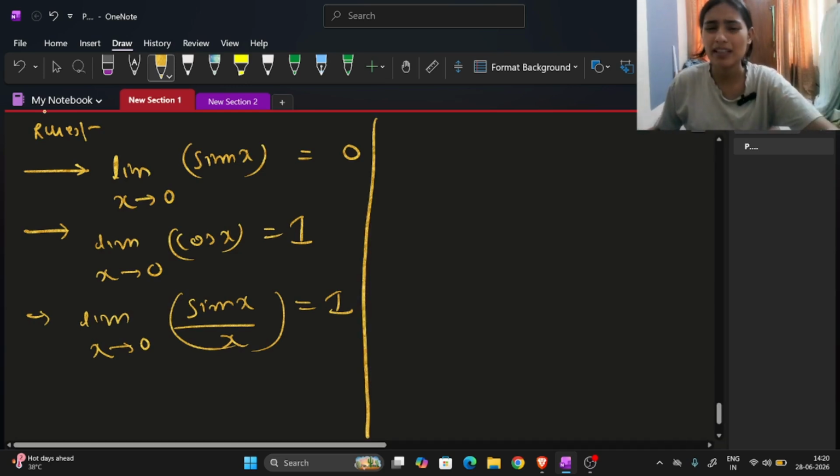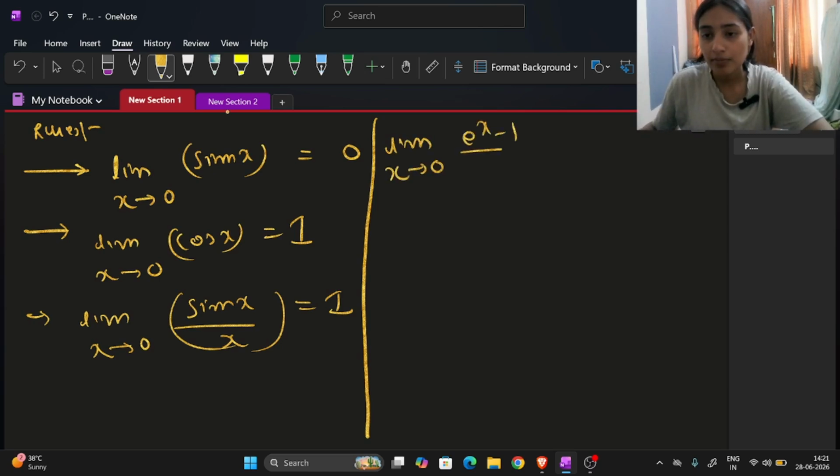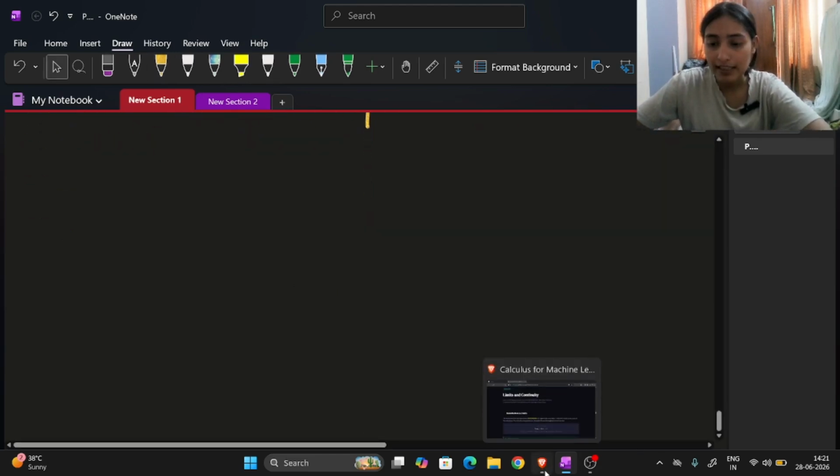Just remember that whenever you see such a type of equation, directly put in the number, because these are important. Limit x tends to 0, e^x minus 1 upon x, is equal to 1. These are some sort of rules. Okay, let's get back to our material.